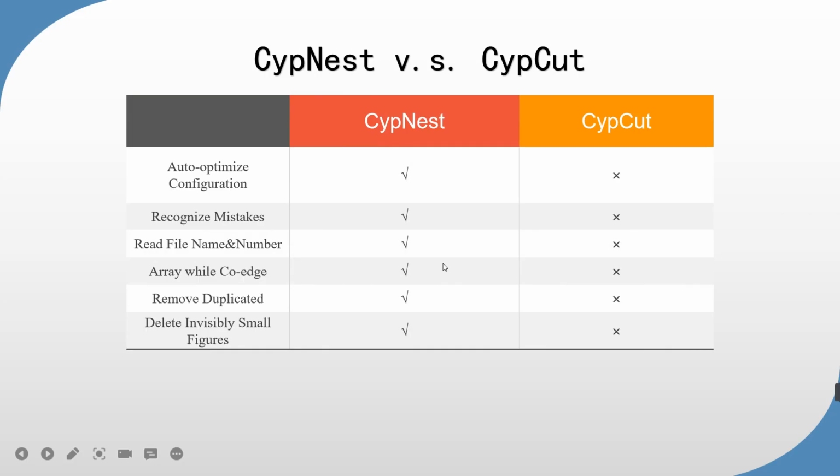What's more, CYPNEST can also auto-optimize configuration, such as removing duplicated, delete invisibly small figures. It can recognize and help modify mistakes, read file name, part number, as well as doing array and co-edge at the same time.